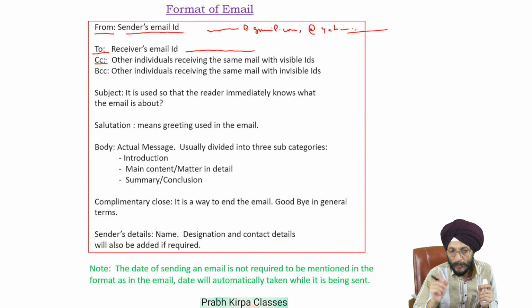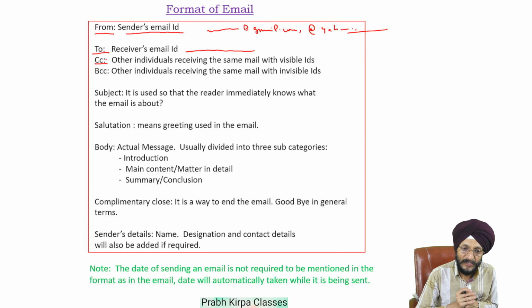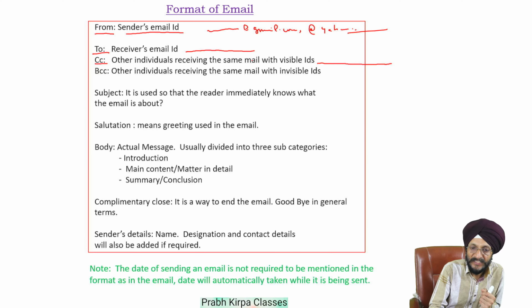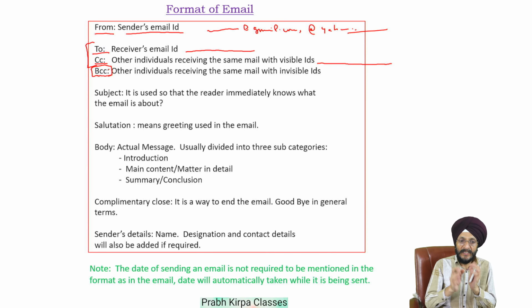If you are sending an email to a particular person and you also want other persons to know to whom this email has been sent, then those persons' email IDs are mentioned here. There may be some other persons to whom you want to send the email, but you do not want to show the To or CC persons that this email has been sent to them. These persons are mentioned in BCC, blind carbon copy.